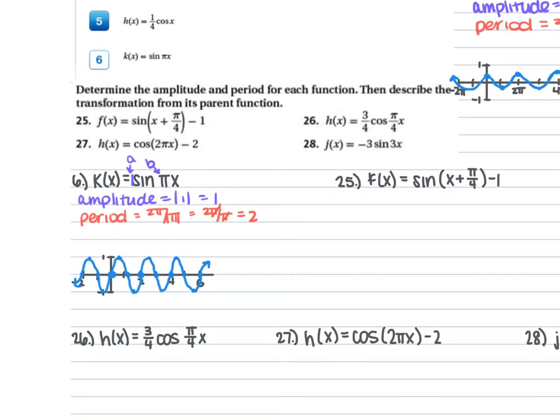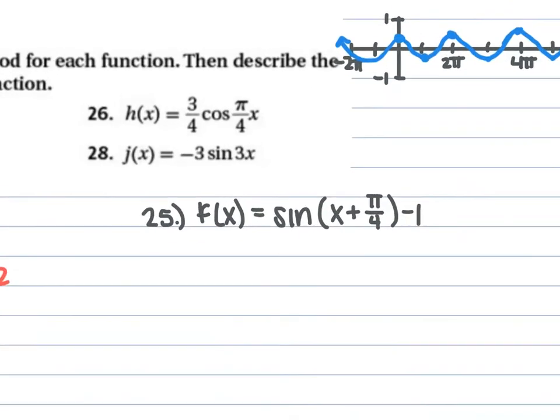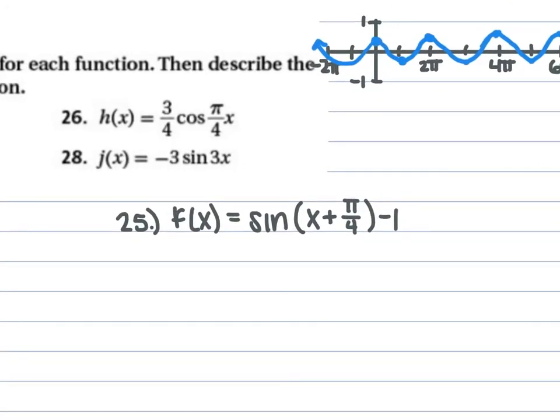For 25 through 28, we are asked to determine the amplitude and the period for each function and then describe the transformations from the parent function. So for 25, we are given f of x is equal to sine of (x plus pi over 4) minus 1. So for this one, our a is 1, our b is 1, and then our c is that pi over 4, so we'll use c over b for our shift, and then we have that minus 1, which just means that we're going down 1.